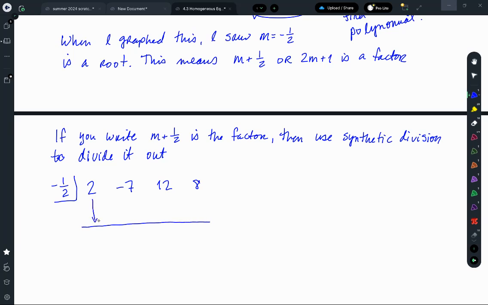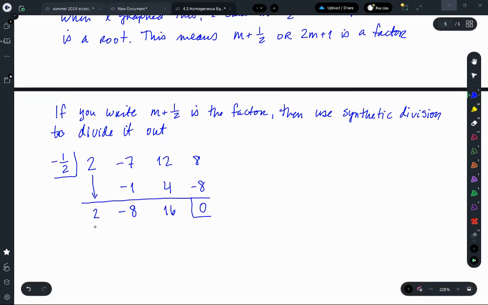I bring the 2 down. And then I take the 2 and multiply it by a negative 1/2 to get a negative 1. Then I add negative 7 minus 1, which is going to give me a negative 8. I multiply the negative 8 with the negative 1/2 to get 4. And then I add the 4 to 12 to get 16. 16 times negative 1/2 is a negative 8. 8 minus 8 gives me my remainder of 0.